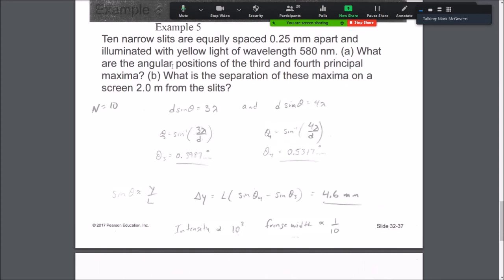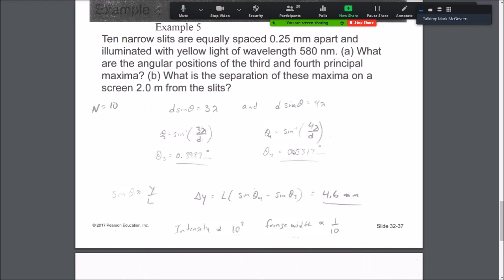All right, let's look at our 10 slit pattern here. What are the angular positions of the 3rd and 4th principal maximum? Easy peasy. This is just your general interference relationships. It doesn't involve the number of slits. This first question is all about how does interference happen? You don't have to know how many slits there are. And I plug in 3, and I plug in 4. Those are my order numbers, and I get out these various angles here.